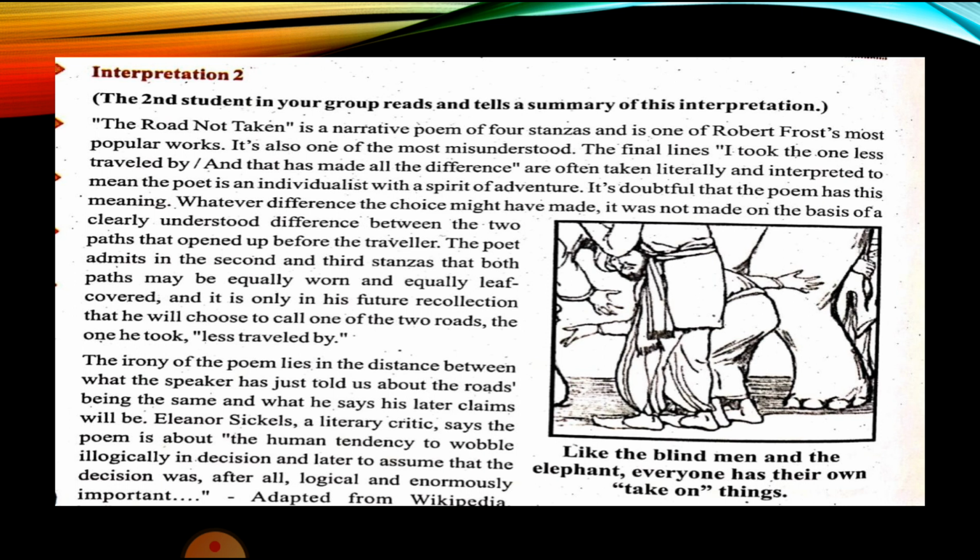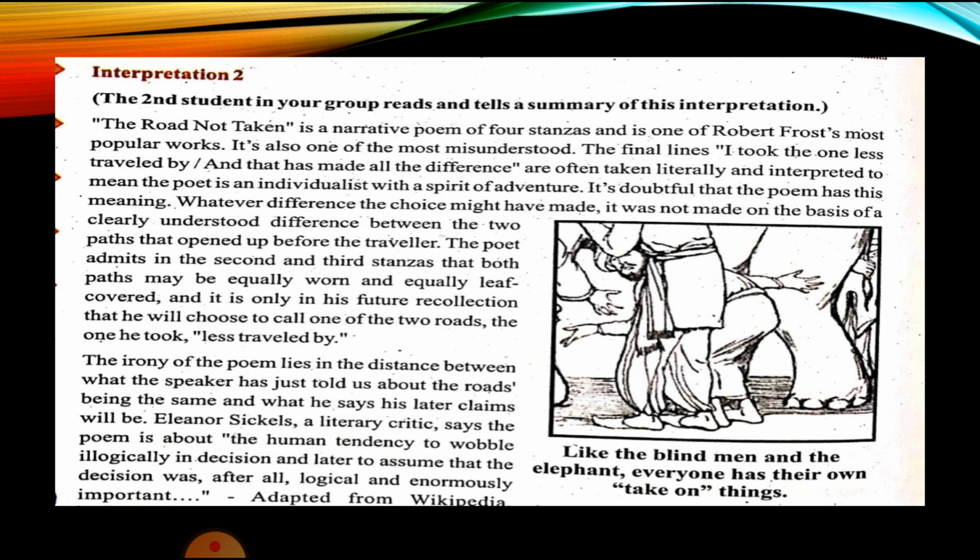Whatever the difference the choice might have made, it was not made on the basis of a clearly understood difference between the two paths that opened up before the traveler. The poet admits in the second and third stanza that both paths may be equally worn and equally leaf covered, and it is only in his future recollection that he will choose to call one of the two roads the one he took less traveled by. See, the irony of the poem lies in the distance between what the speaker has just told us about the roads being the same and what he says his later claim will be.